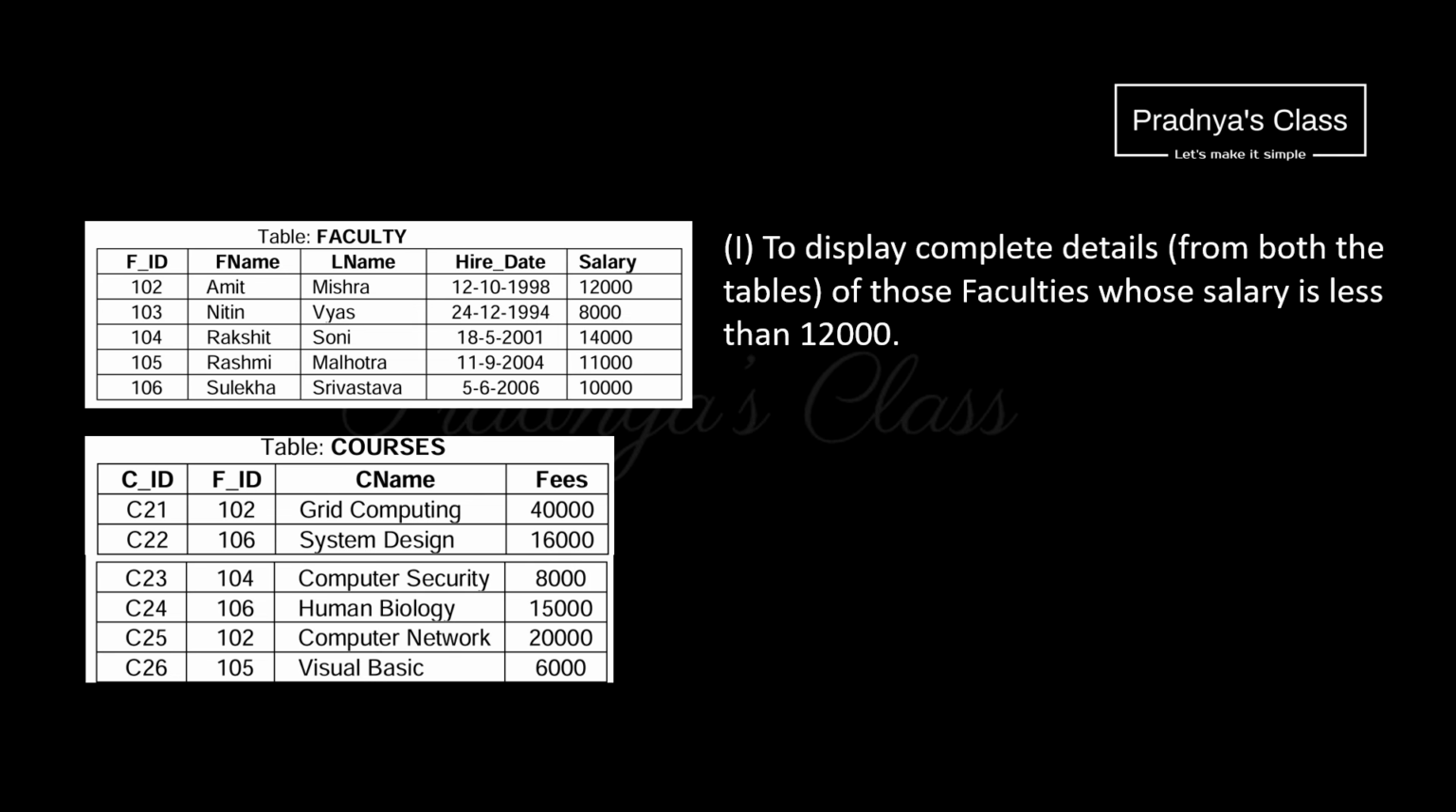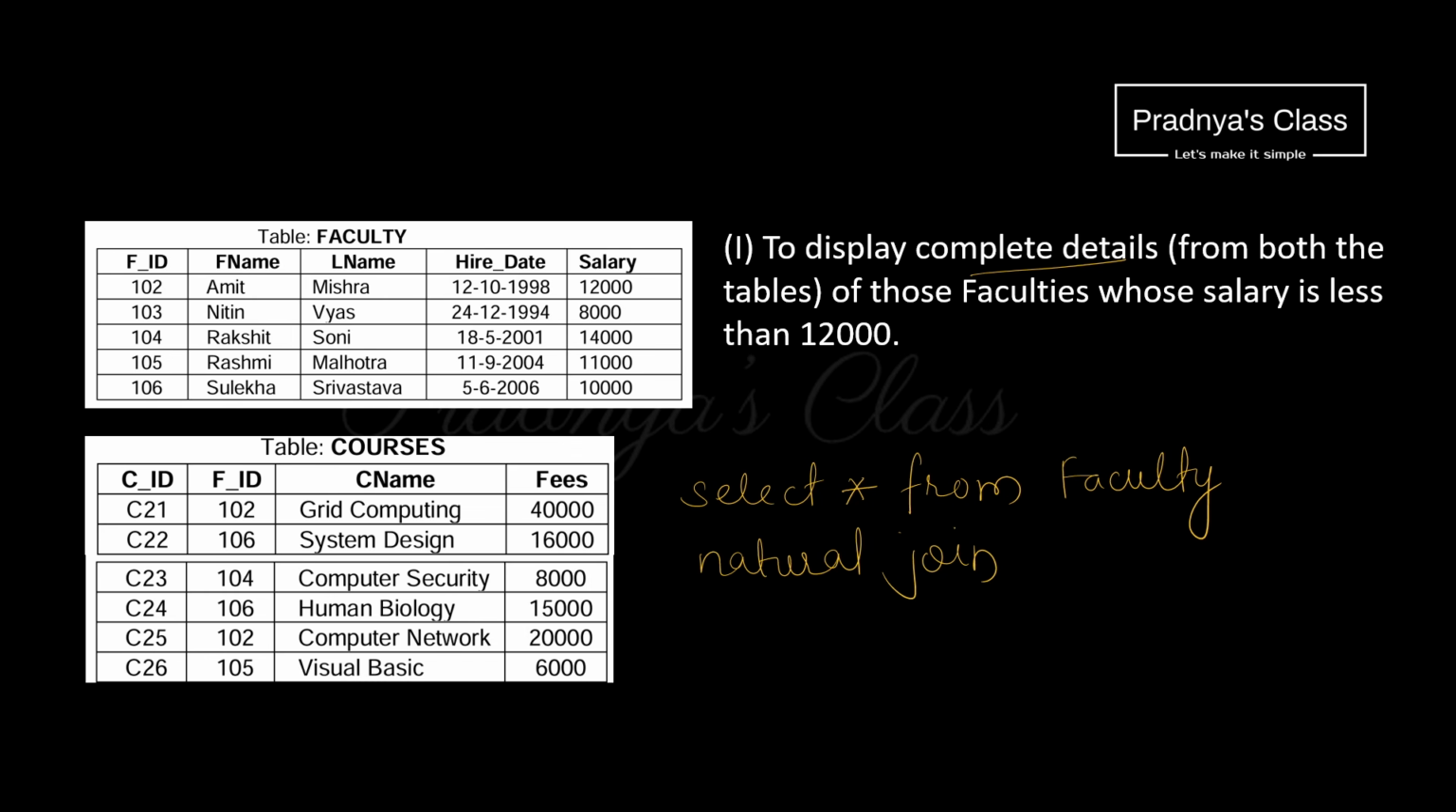Alright, let's apply natural join on both the tables. We need to display the complete details. So we will be writing select star. After that, from. First we will write the name of the first table, that is nothing but faculty. Now let's apply natural join. We are joining this faculty table with the courses table. So here is the name of the table. Now it's time to apply the condition. For that we will be writing a where clause: where salary is less than 12,000.